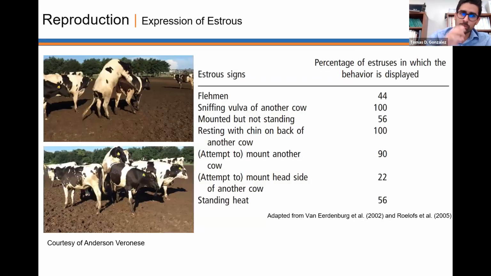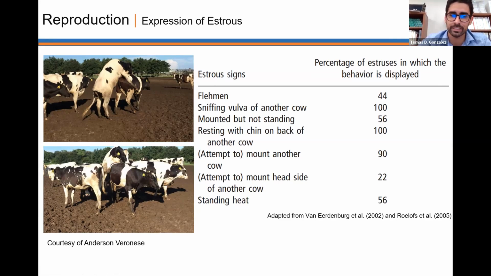Talking about reproduction, heat expression of the animals is really critical to understand in order to work well with animals in the reproduction area. There are different signs, and this is data from two different publications. You can see different signs in estrus changing the behavior in the cows: flehmen, sniffing the vulva of other cows, mounting but not standing, resting the chin on the back of other cows, mounting other cows or attempting to do it, and mounting from the side.